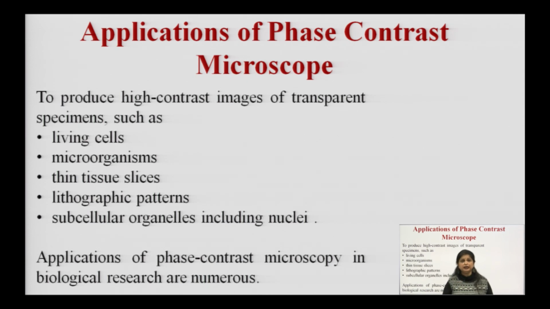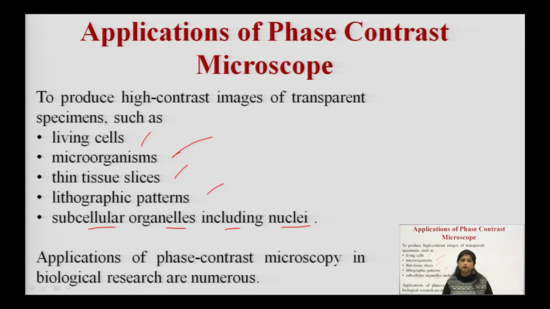We can use the phase contrast microscope, an advanced version of the bright field microscope, for high contrast images. We can easily see the transparent images, we can see living cells, and we can observe microorganisms in their natural form, not by staining them. We can observe even transparent microorganisms and transparent cells. Thin tissue slices can be observed, we can have lithographic patterns, and we can observe subcellular organelles, including even the nucleus, using phase contrast microscopy.